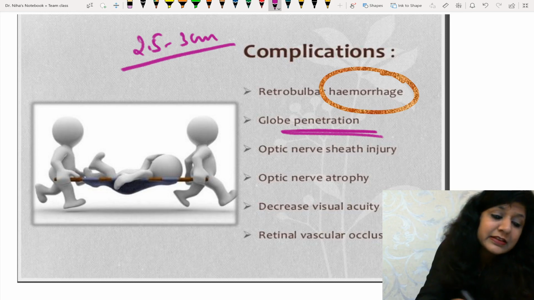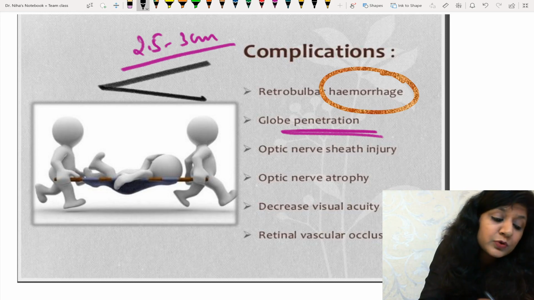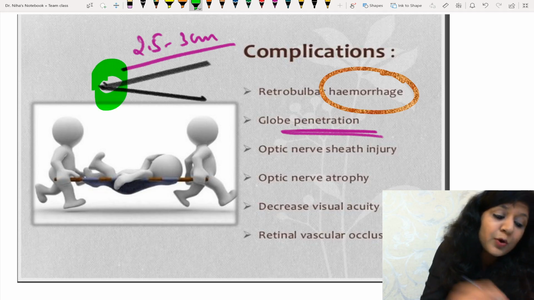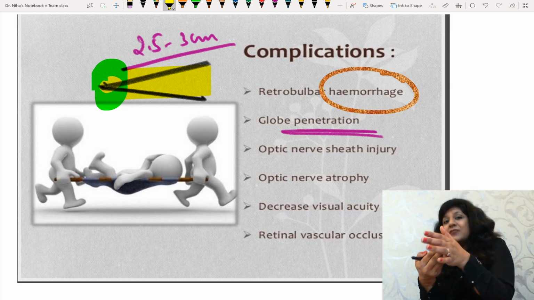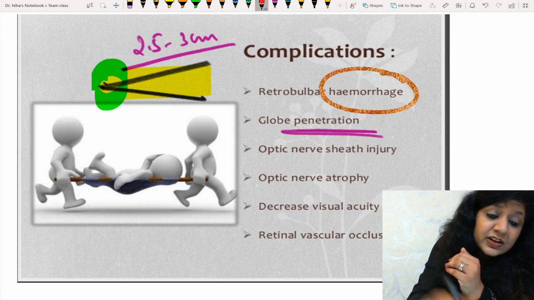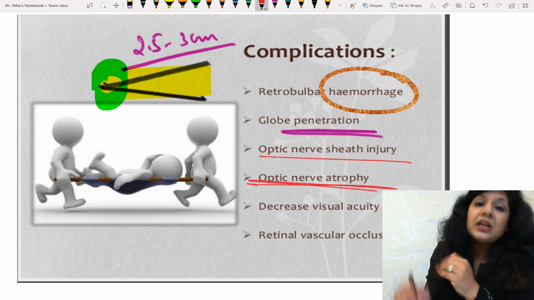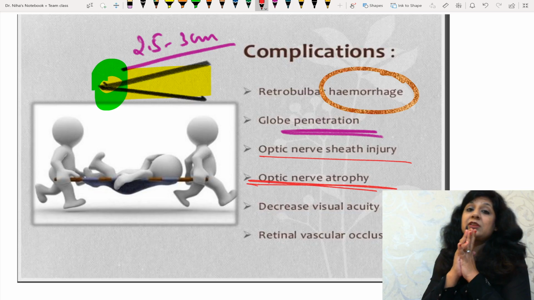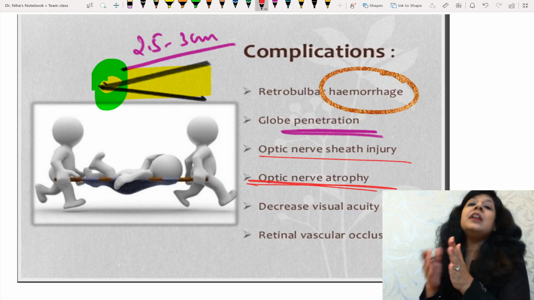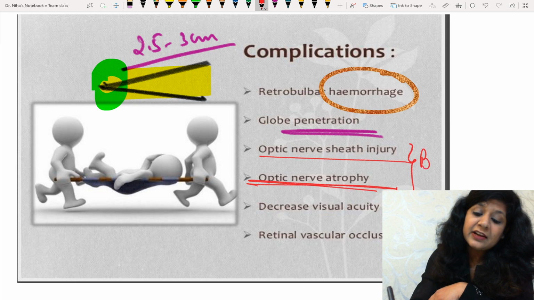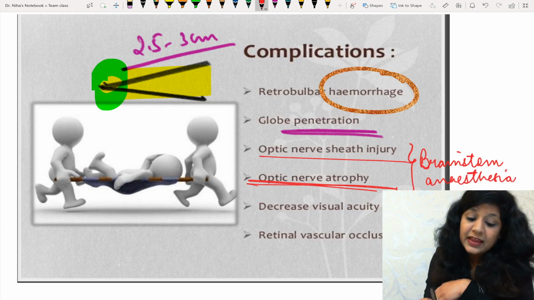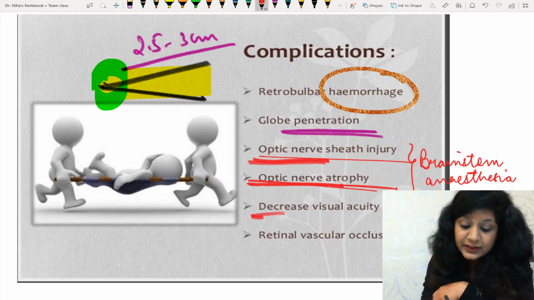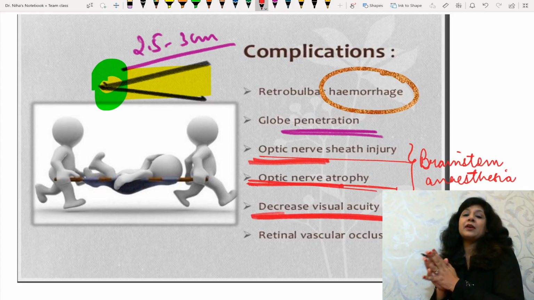Second important thing is that when you are going up to the apex of the orbit, not only is there a problem with the muscle cone, we also have a risk of injuring the optic nerve, because the optic nerve is also lying there. So the risk of optic nerve injury is very, very high here. There can be accidental injection into the optic nerve, and this can lead to brainstem anesthesia. Because it is affecting the optic nerve, it can lead to decreased visual acuity also.